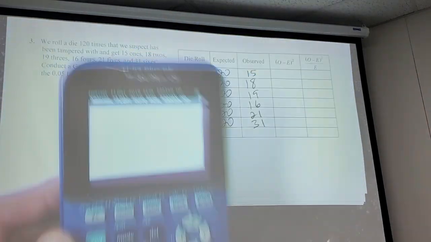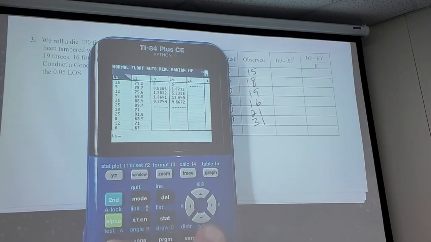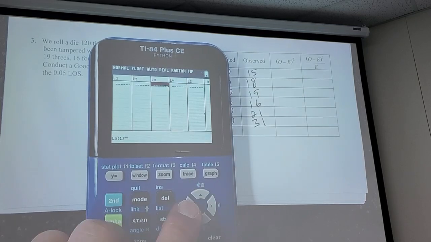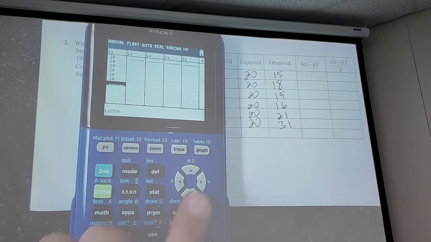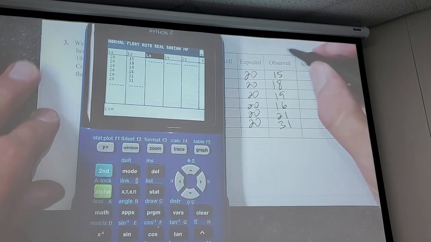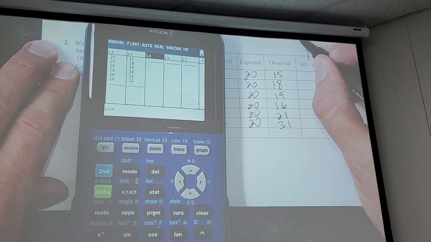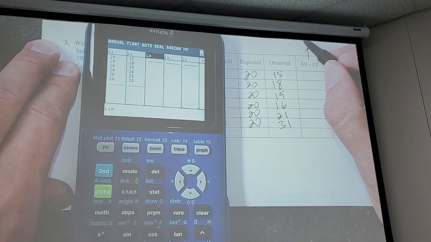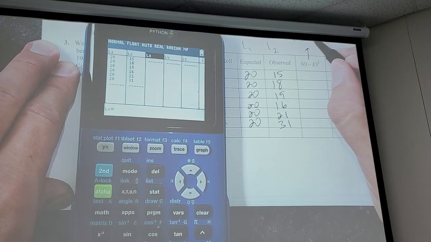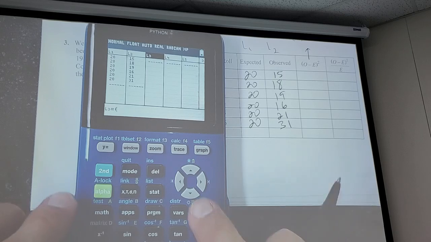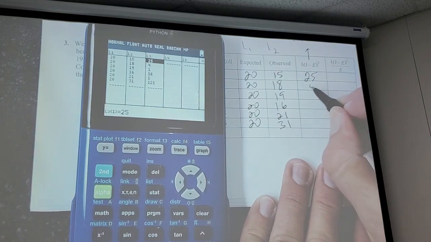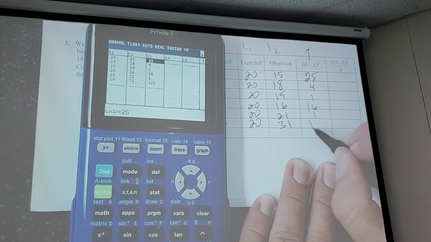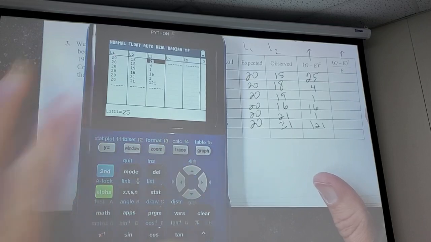So if you wanted to do this in the calculator, I could make this one L1, this is L2, L2 minus L1 squared. Then you can figure out what that one would be, so try to finish that out.